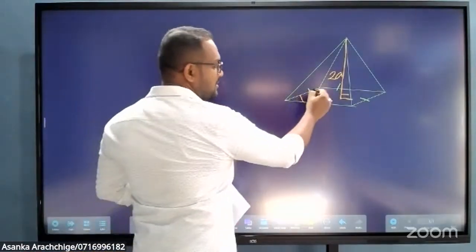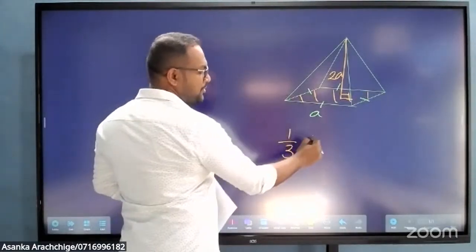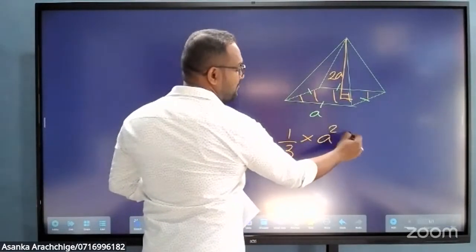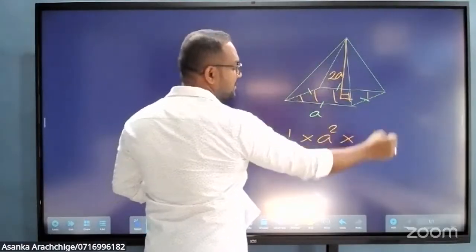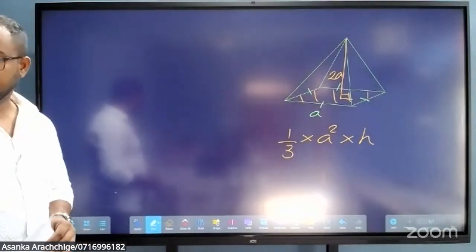Area of the square base, one-third into area of the square base into the height, the perpendicular height of the pyramid, right?